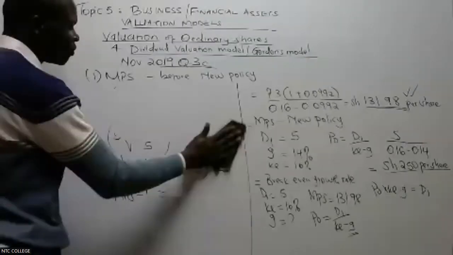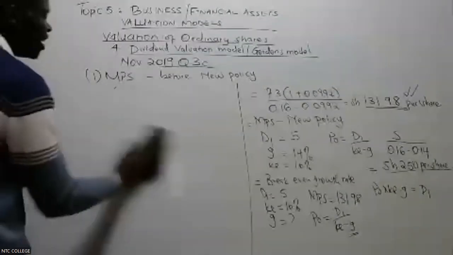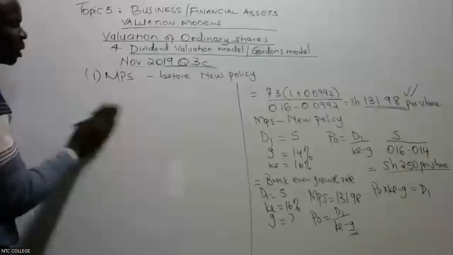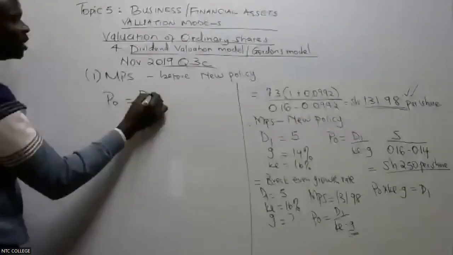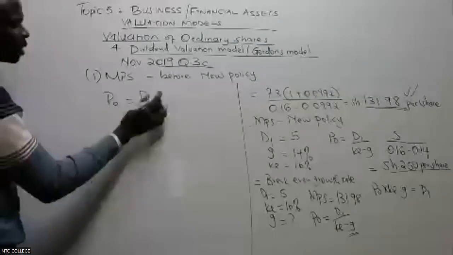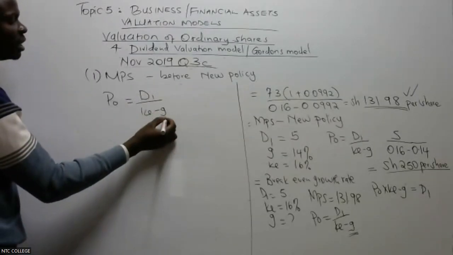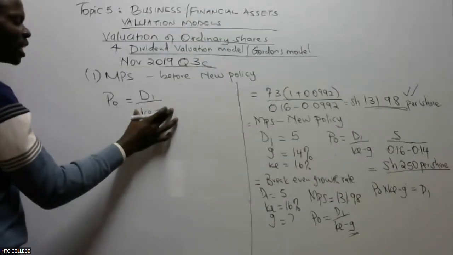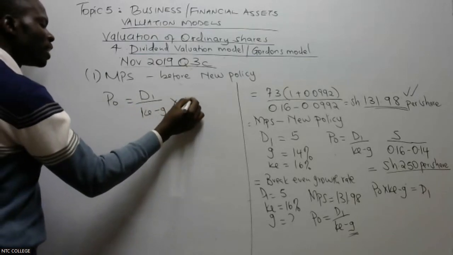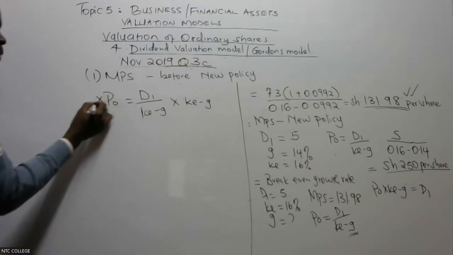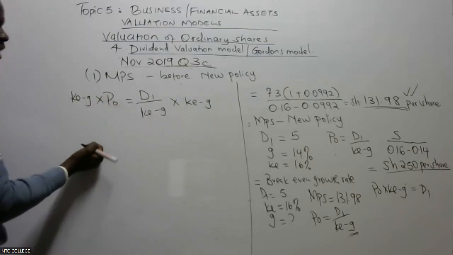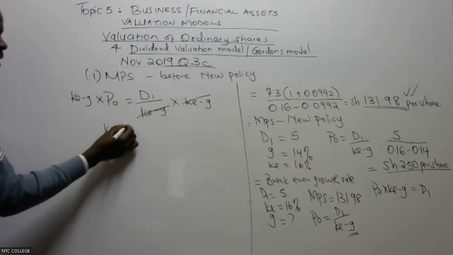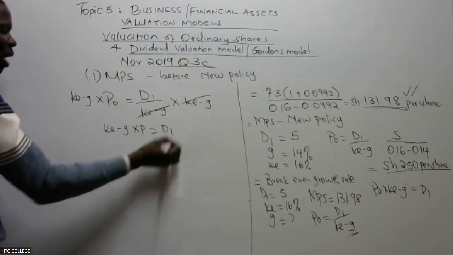So for making G the subject of the formula, you must be smart. We are told that PO is equal to D1 over KE minus G. This is what you want as the subject. What do you do? First of all, you remove the denominator from the equation by multiplying both sides by KE minus G. This and this will cancel off. So we shall have KE minus G times PO is equal to D1.